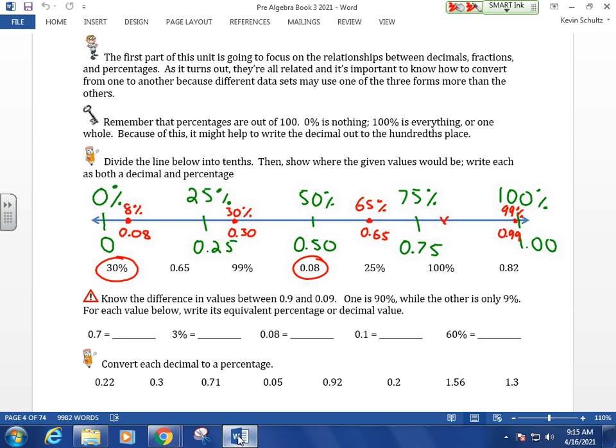8%. Okay. 25%, we already have that one marked. 100%, we got that one marked as well. And finally, 0.82 is going to be right about here. What percentage is 0.82 going to be? 82%. So hopefully you can see the connection between a percentage and a decimal, because both represent being out of 100, 65 hundredths, 65%. That relationship is pretty apparent.